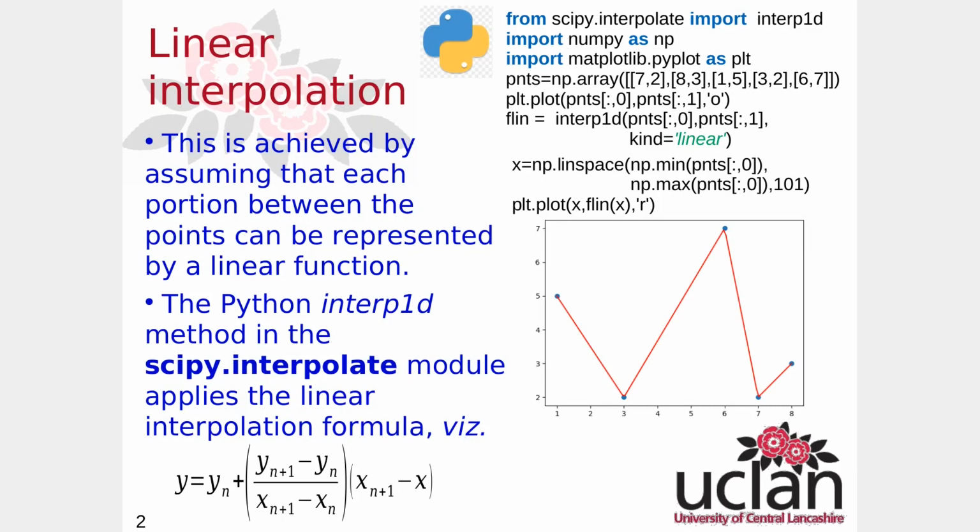To invoke this in something like Python, you would import the SciPy interpolate module, and import numpy as np, and we'll also need matplotlib.pyplot as plt. So the points in the numpy array are given. This is the point 7, 2, for instance. This is the point 8, 3. This is the point 1, 5, etc. And then we've plotted the points as little O's, and then we've said the linear function flin is to interpolate these points given the kind linear, so to use that linear interpolation.